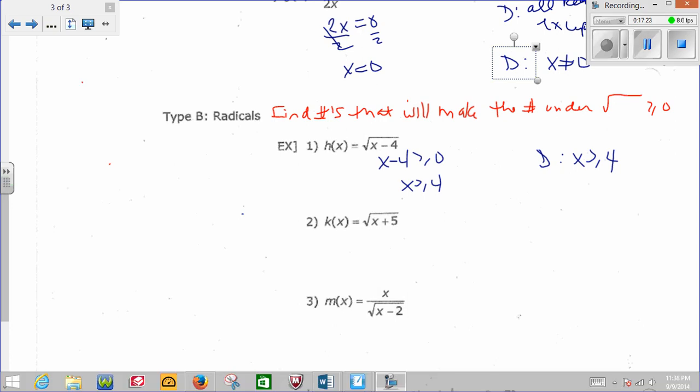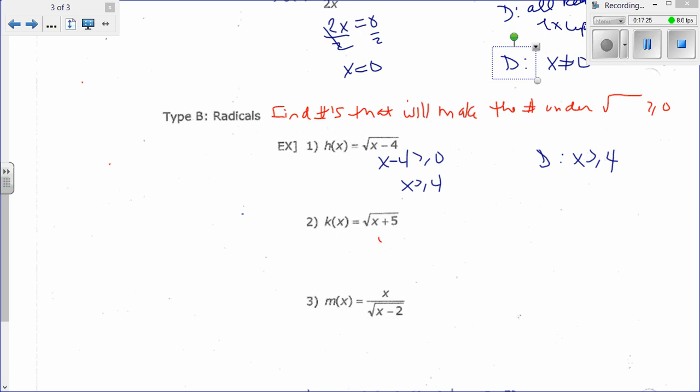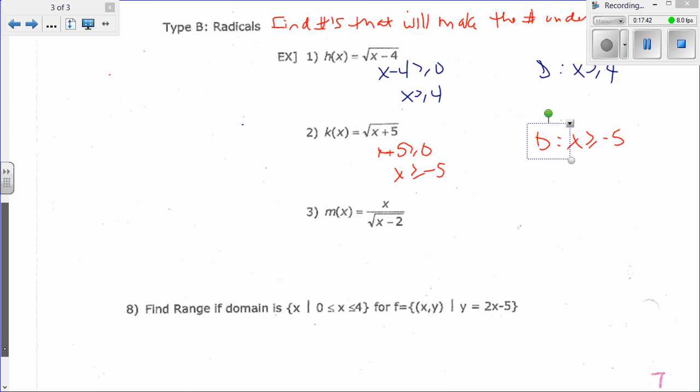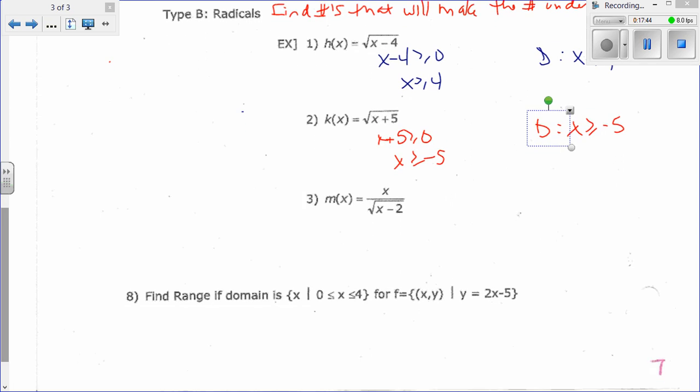For number 2, we have x plus 5 is greater than or equal to 0. Subtract 5 from both sides, so x is greater than or equal to negative 5. So my domain is x is greater than or equal to negative 5. Just be aware that when you have an inequality sign, and for some reason you are dividing by a negative number, you're going to have to switch your inequality.